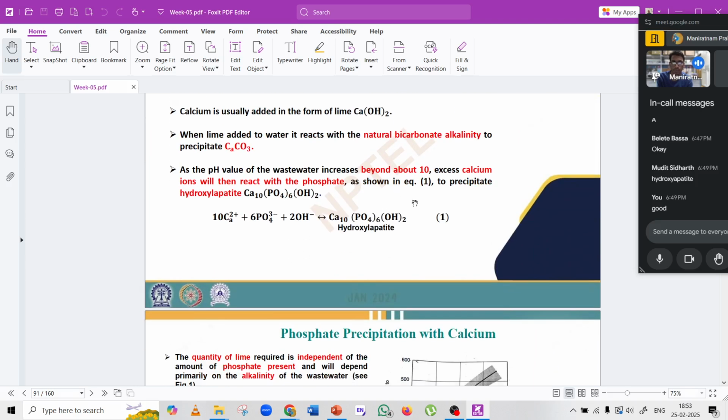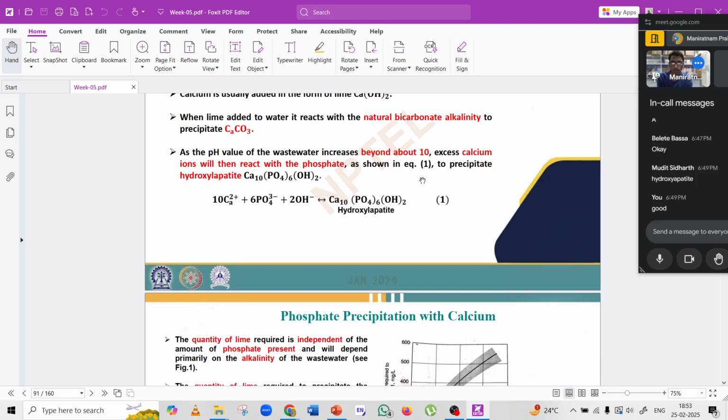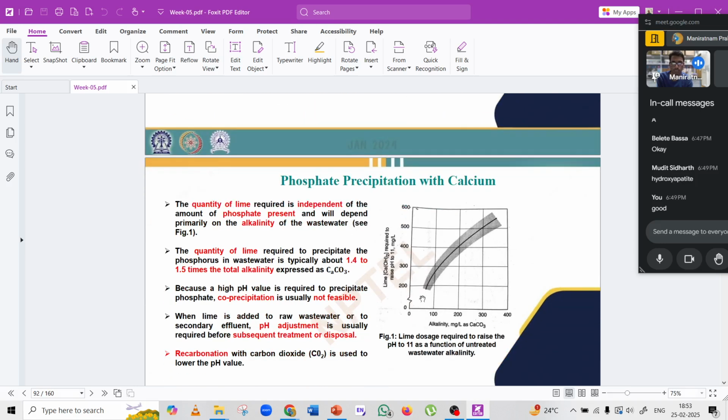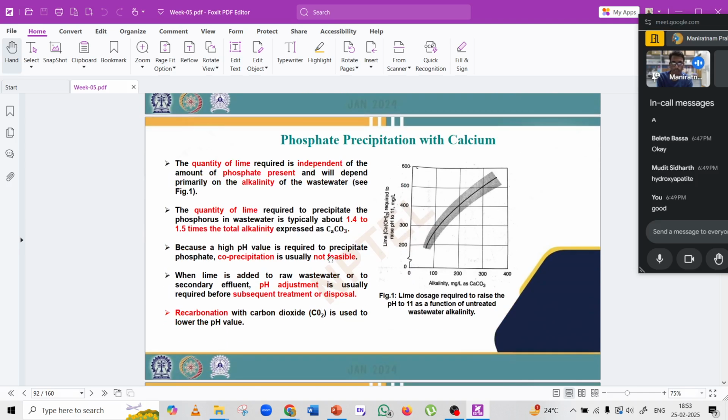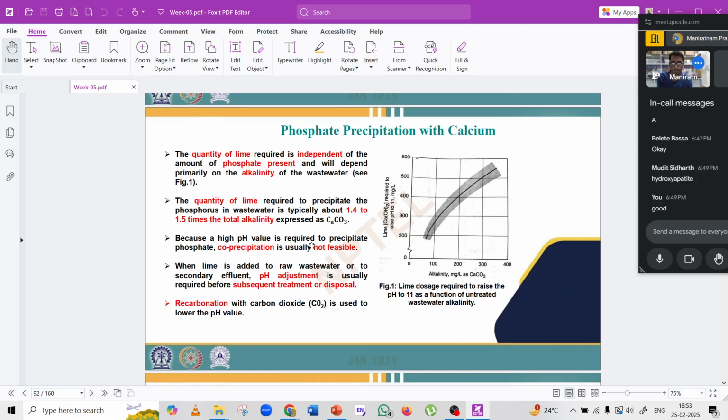Oh, so I was wrong. The optimal pH is beyond 10. So you can see here that it is directly proportional, and it is generally 1.4 to 1.5 times the alkalinity.